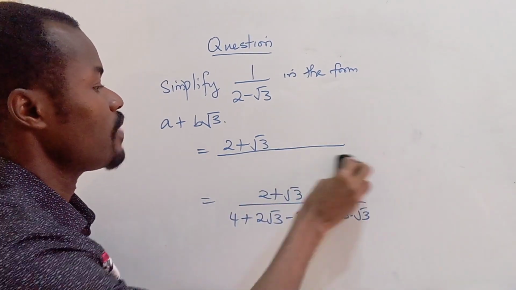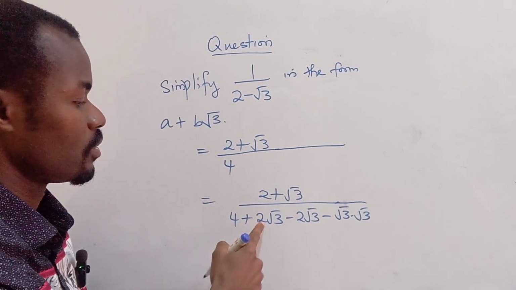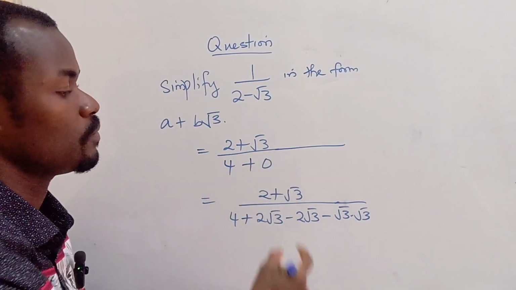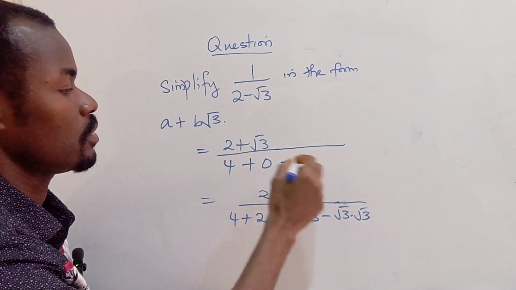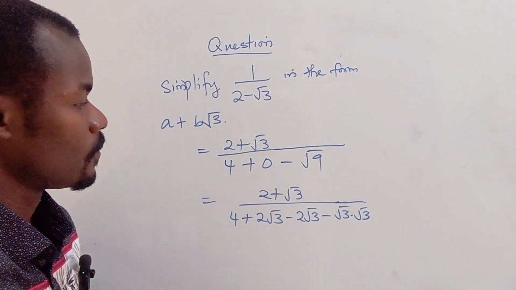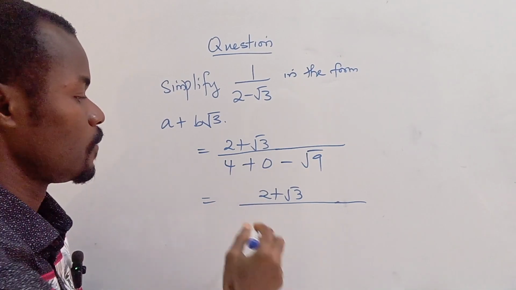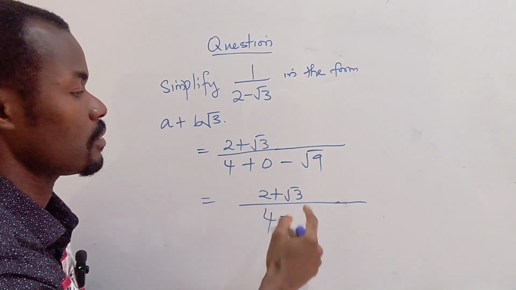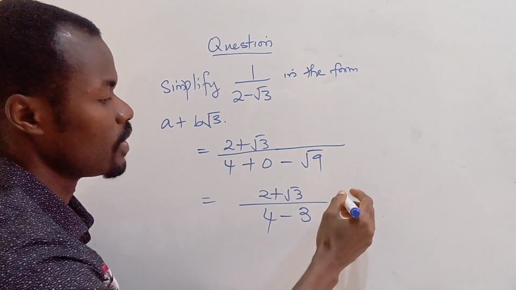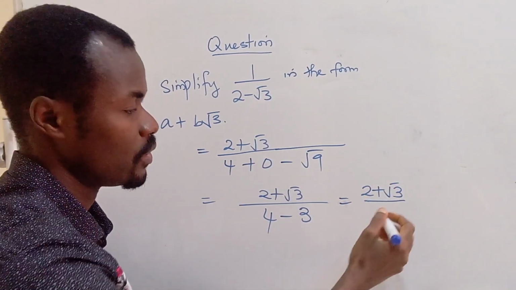Okay, let's simplify further. I have this as 4, plus 2 root 3 minus 2 root 3, which is going to give us 0. So this is minus root 3 times root 3, which gives me root 9. Let's see what that gives us further. So 4 plus 0 is 4, minus the square root of 9, which is 3. So this will give us 2 plus root 3 divided by 4 minus 3.